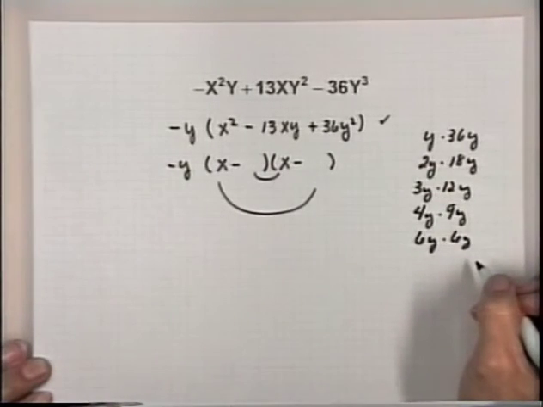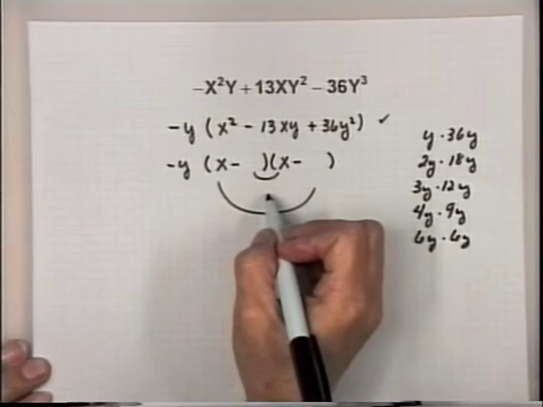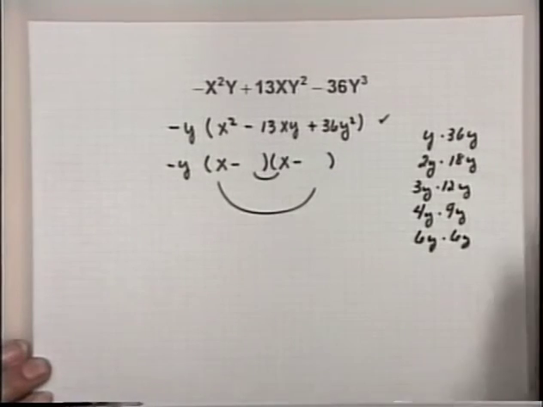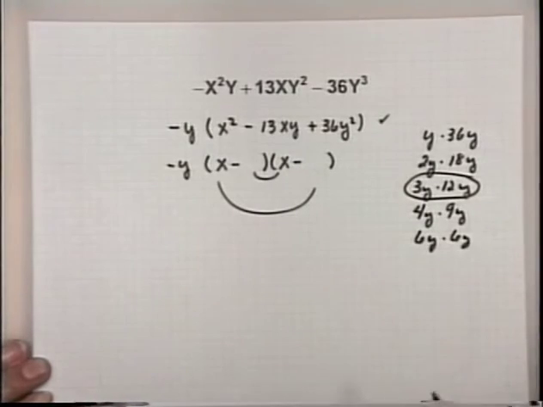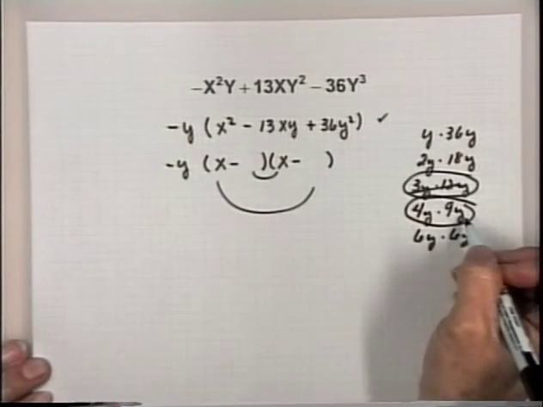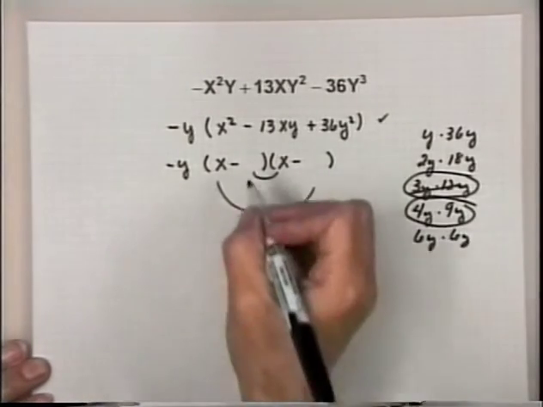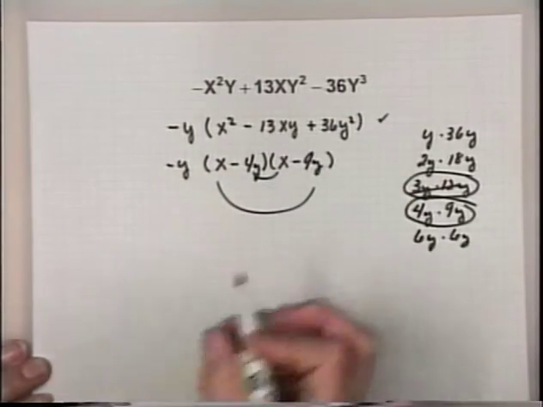We had a lot of choices for this last problem here. Since we have same signs, we need some that will add together to be 13. So let's look through this group. These two added together would be 15. I was looking at the wrong one here. These two added together would give me 13xy. So let's try 4y and 9y, and let's see what happens.